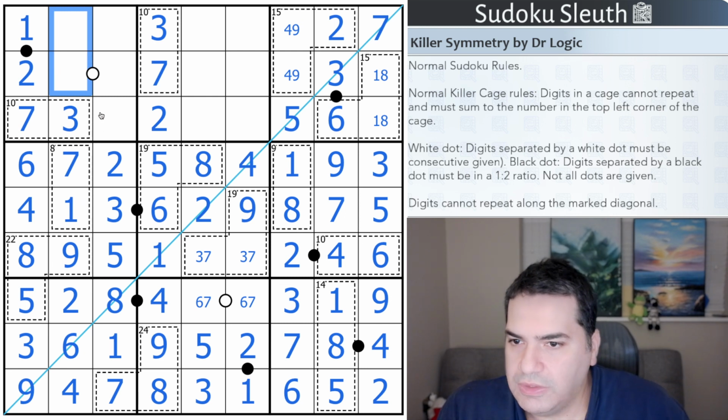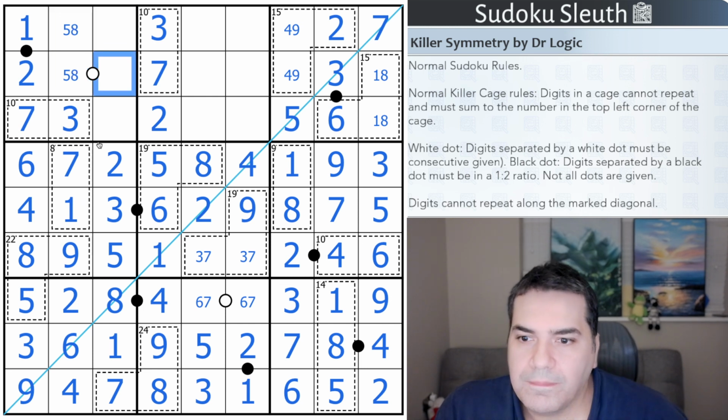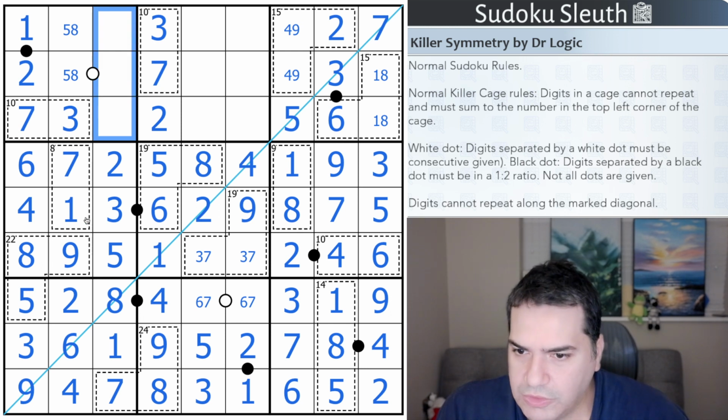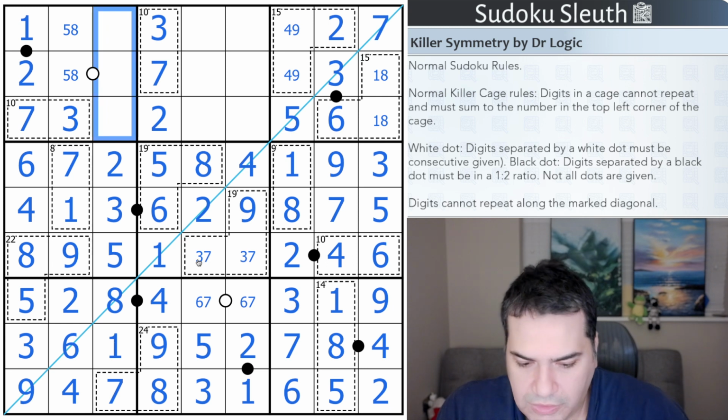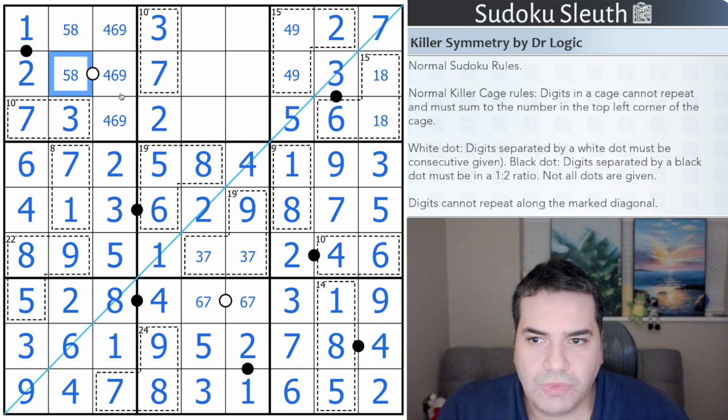But what are the remaining digits? We've got 5 and 8, which gives us a lot of options in here. So maybe not worthwhile looking at that just yet. We've got 1, 2, 3. We need 4, 6, and 9. Ironically, all of them work with this white Kropki dot.